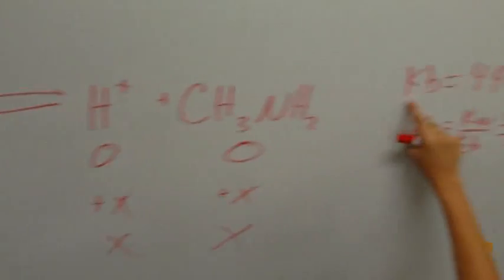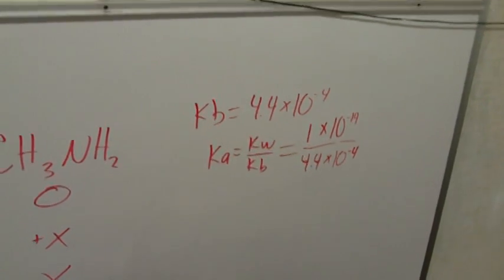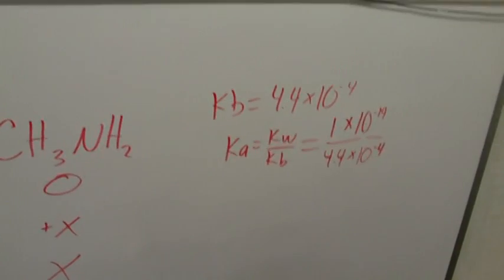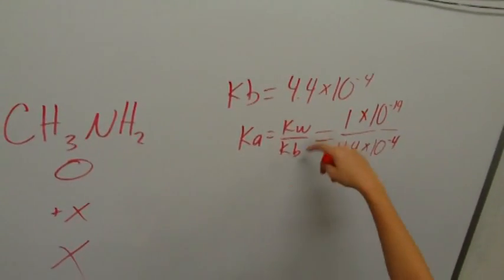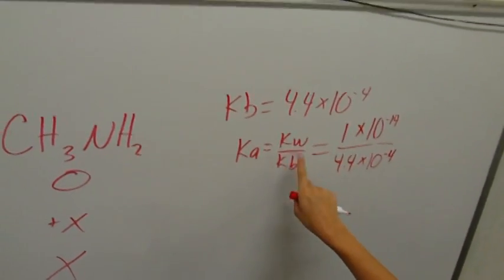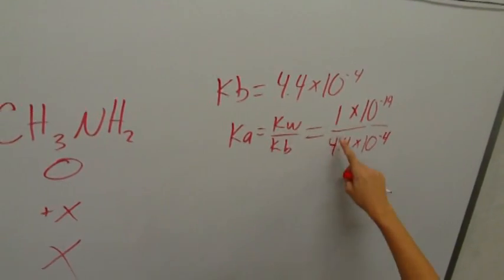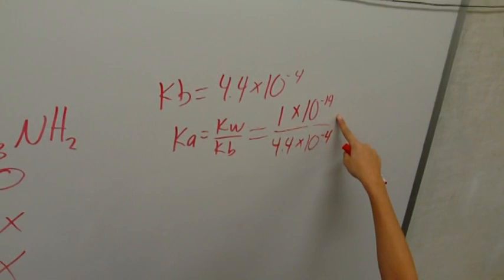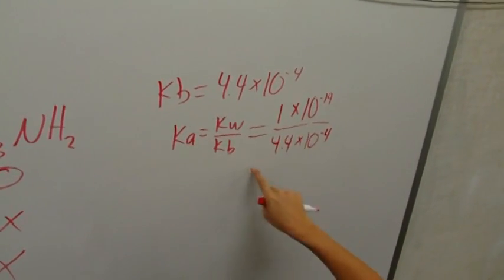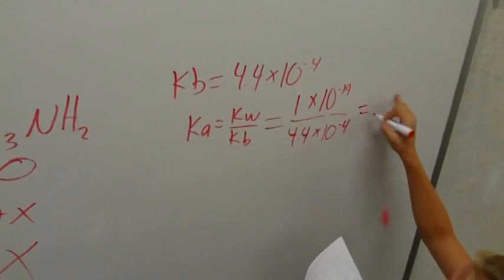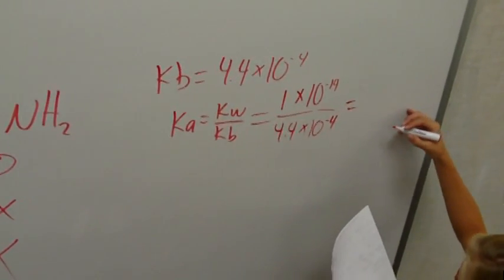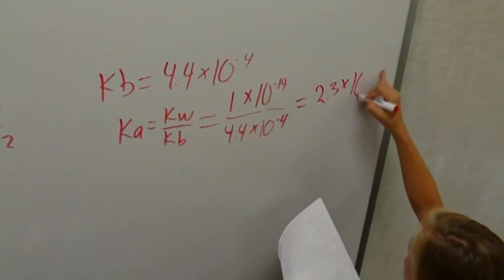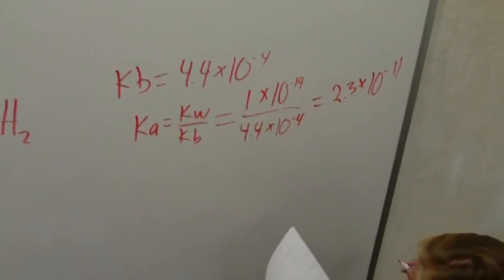They give us the Kb. We want the Ka because we're talking about an acid reaction right now. So Ka is equal to Kw over Kb. Kw is something that you should have memorized pretty much. It's just 1 times 10 to the negative 14. And then the Kb they give us. So when we divide that, we end up with 2.3 times 10 to the negative 11 for our Ka.